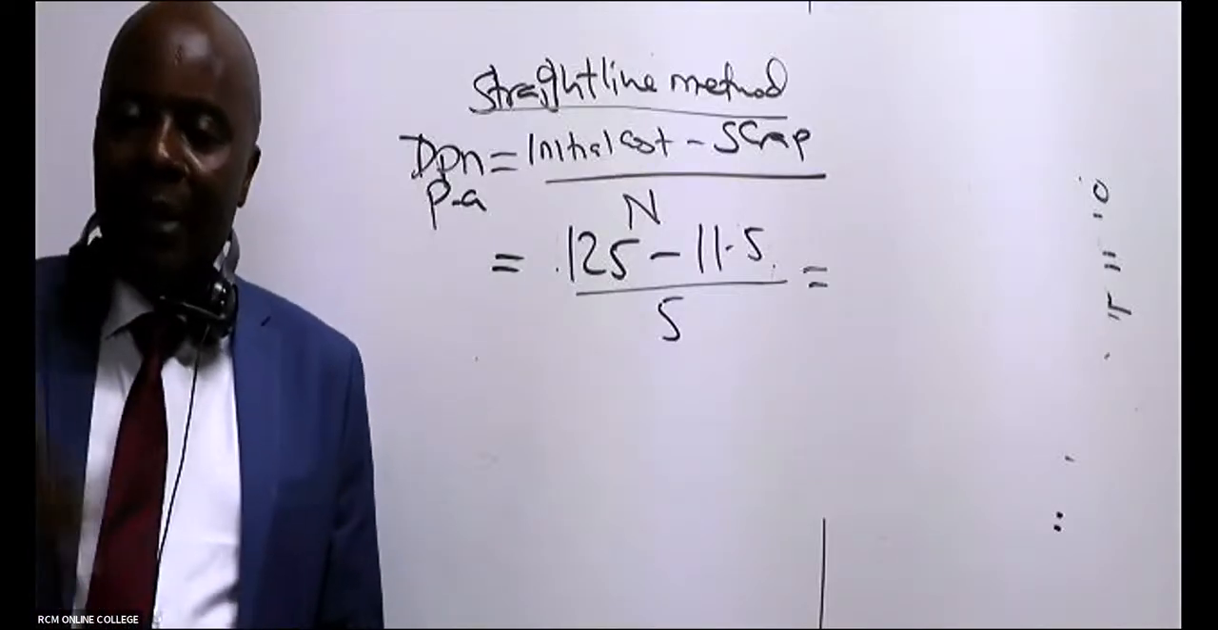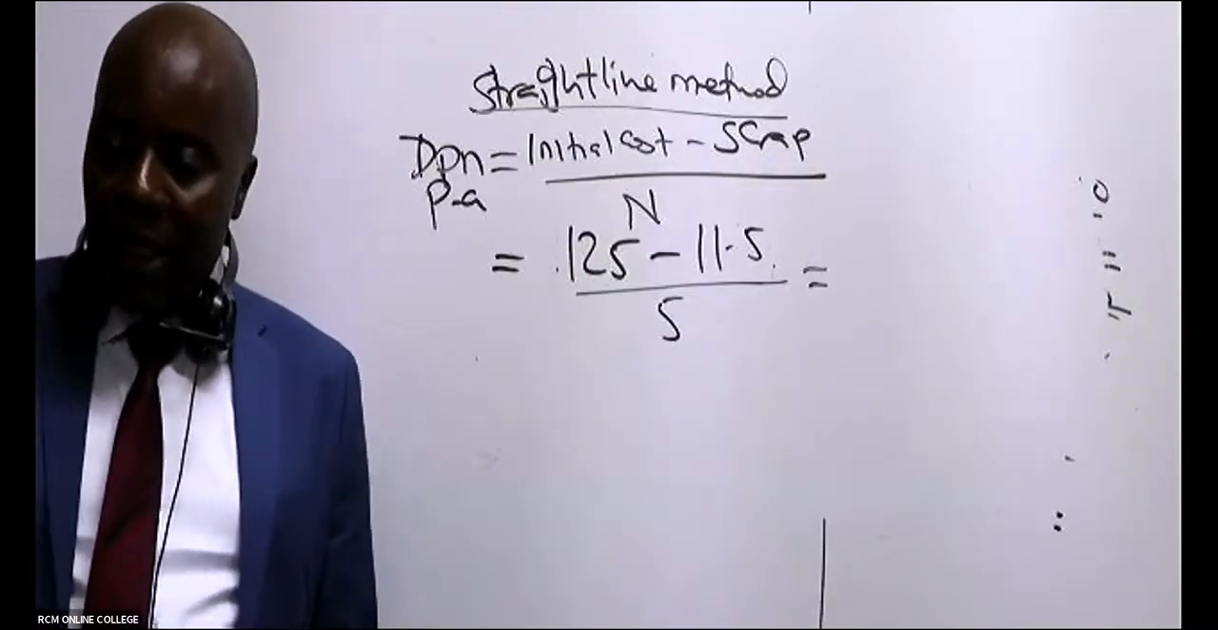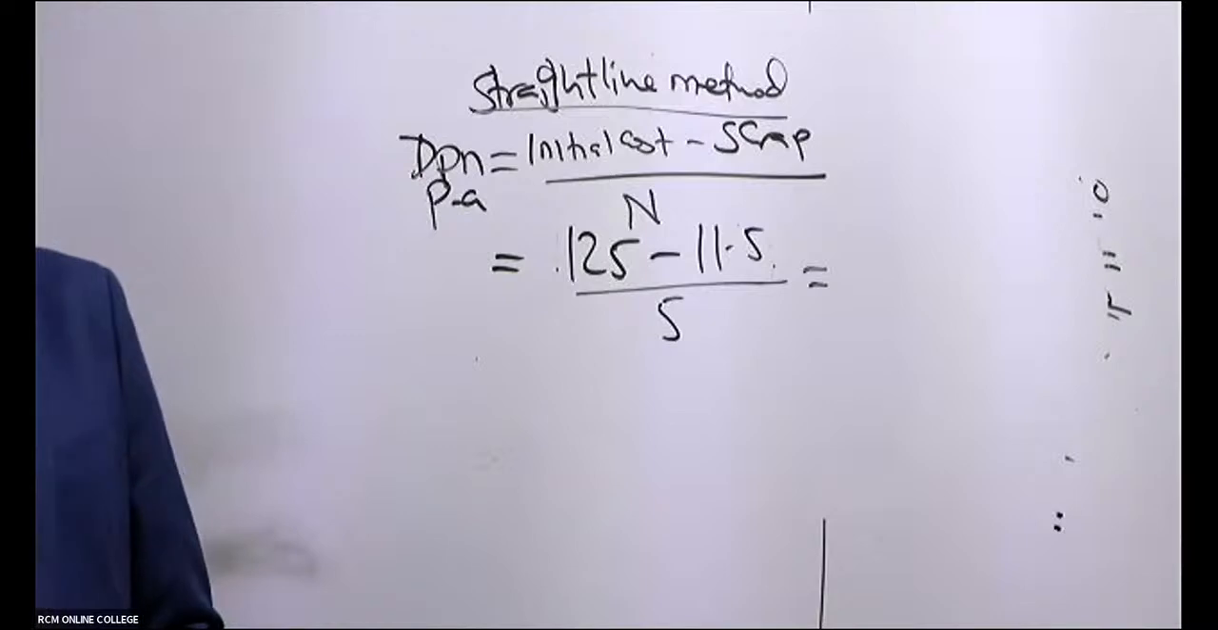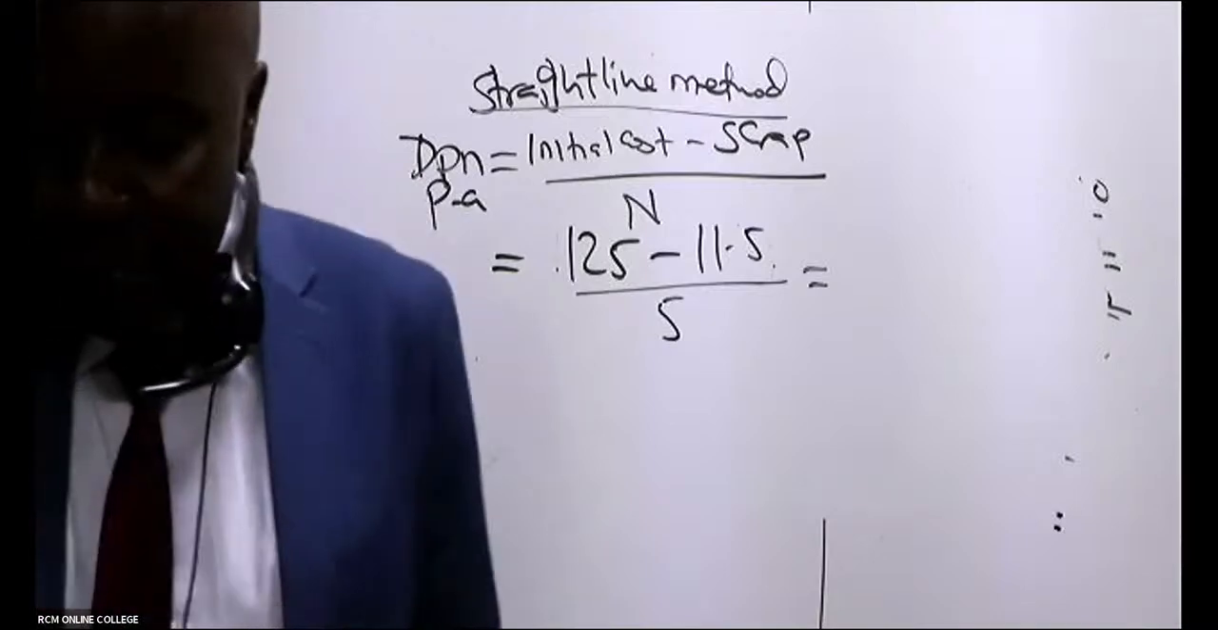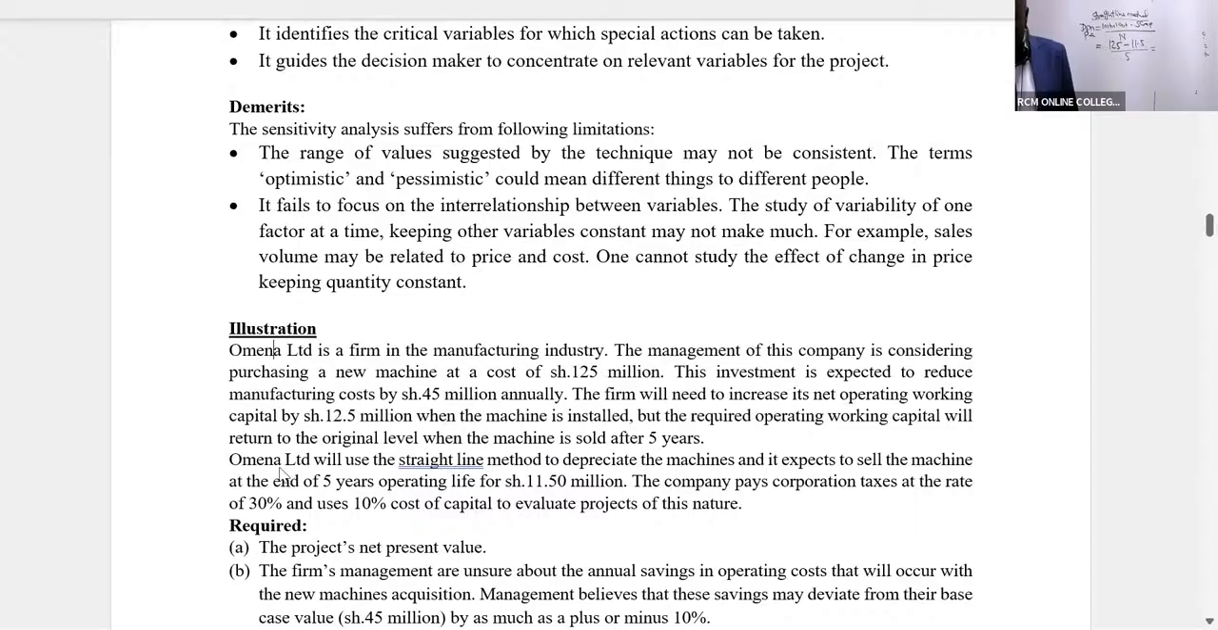So in this case here, remember the initial cost of the machine is 125. And should we sell it after 5 years, we are told we shall sell it for 11.5. And in this case, the machine is going to be with us for 5 years. I repeat the last paragraph. CHL Limited will use straight line method to depreciate the machines, and it expects to sell the machine at the end of the 5 years operating life for 11.5. Yeah, 5 years. So divided by 5.